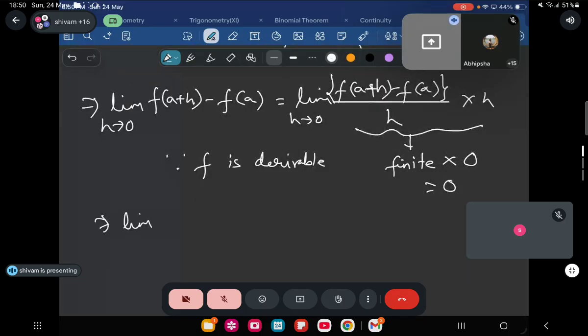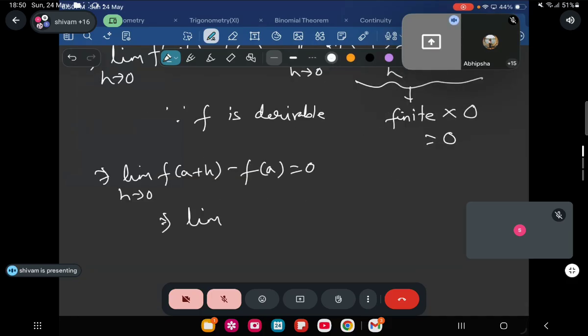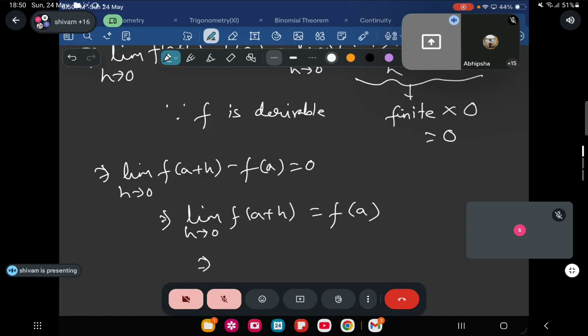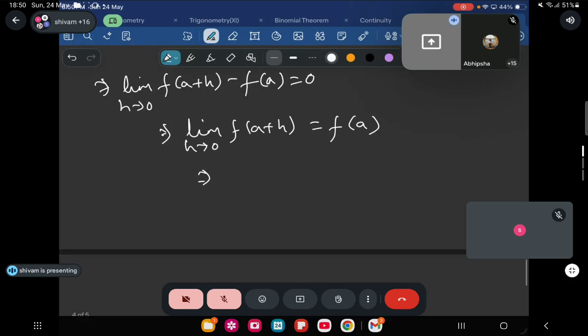So over here what do we get? Limit h tends to 0 of f of a plus h minus f of a equal to 0. This implies limit h tends to 0 of f of a plus h is equal to f of a. So if limit h tends to 0, f of a plus h is equal to f of a, can I say that f is continuous? This is the standard form of a function to be continuous, right? This implies f is continuous. Tell me, Abhigyan, are you getting? Ayubsha, are you getting this? Is it clear? Okay. Next.